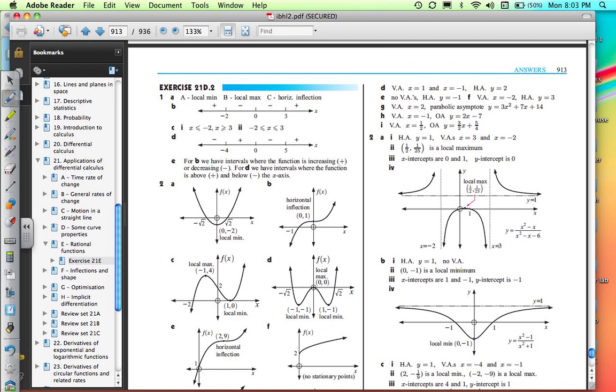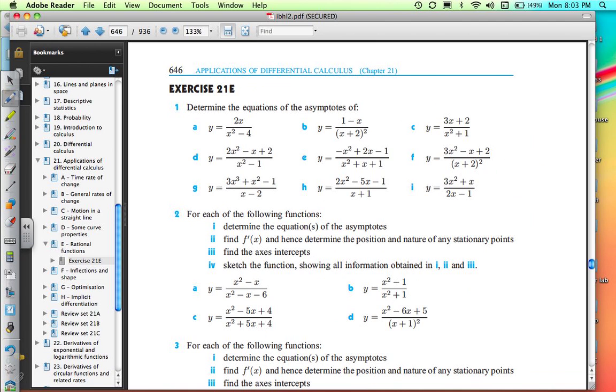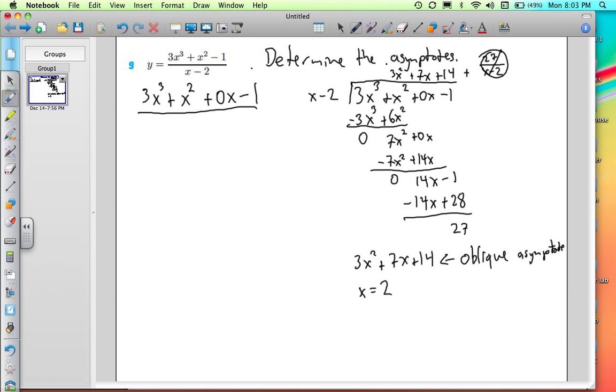G, vertical asymptote, x equals 2, and then it's a parabolic asymptote. I guess they don't call it parabolic, oblique. It's a parabolic asymptote at y equals 3x squared plus 7x plus 14, which I believe is what we have. Oh yeah, sorry, wrong page. 3x squared plus 7x plus 14, yep, and x equals 2. So that's how you do G, and I hope this was helpful.